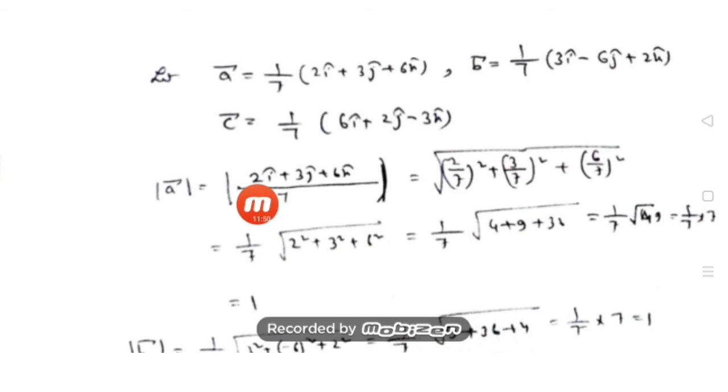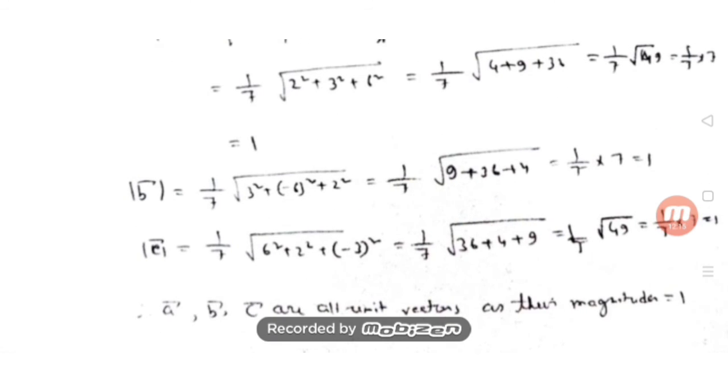So the modulus of this is equal to square root of 2 by 7 whole square plus 3 by 7 whole square plus 6 by 7 whole square. Now 1 by 7 square is a constant. It will come out of the root sign. What is left inside the root? 2 square plus 3 square plus 6 square. On doing the calculation, we get 49. The root of 49 is 7, so we get 1. That means the magnitude of A bar is equal to 1, which represents that A bar is a unit vector.